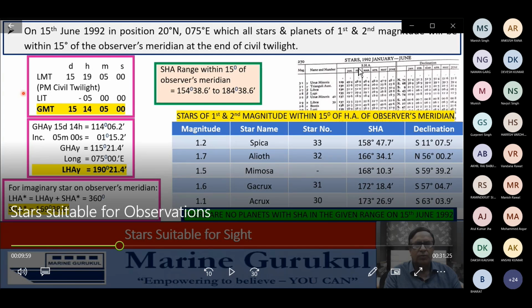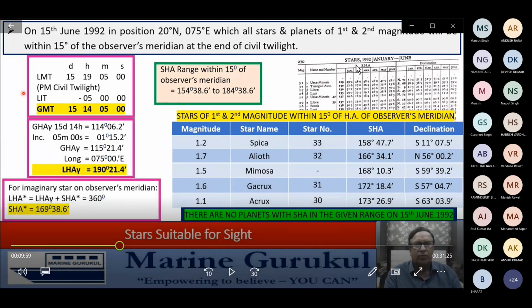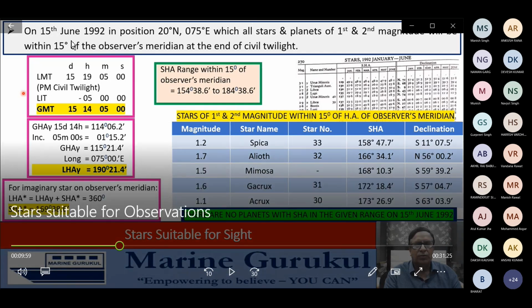Okay. Now, how to check the planets within this SHA range? Planets are not listed on this table. So for the planets, we go to the daily page of the almanac. Now, when you go to the daily page, on the left hand side bottom, you will see in the planets page, when you go down to the bottom, so you will see the SHA of all the 4 planets is listed there. So can you go to 15th June, beta? Open your almanac 15th June and check whether SHA of any of the planets comes within this range. No, sir.